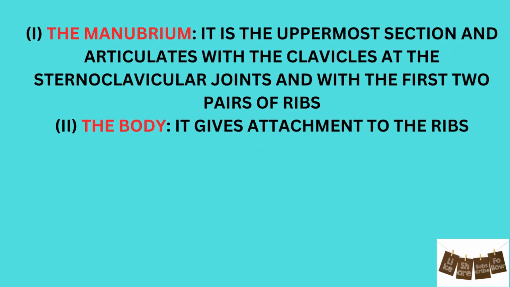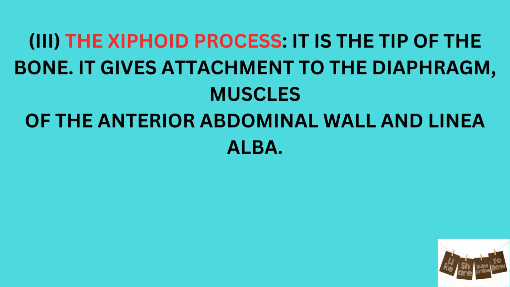The manubrium. It is the uppermost section and articulates with the clavicles at the sternoclavicular joints, and with the first 2 pairs of ribs. The body. It gives attachment to the ribs. The xiphoid process. It is the tip of the bone. It gives attachment to the diaphragm, muscles of the anterior abdominal wall, and linea alba.